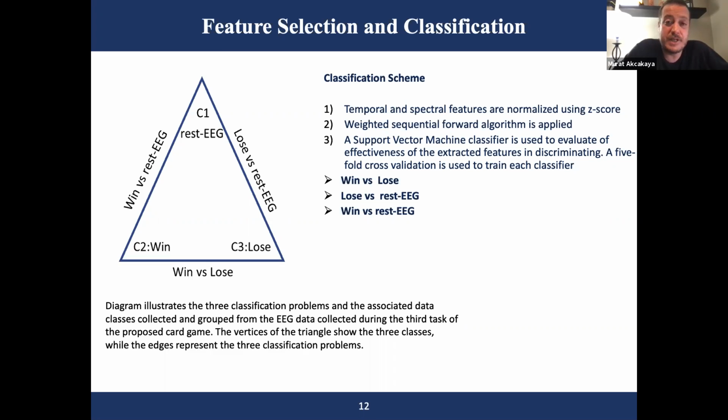And it's not just that we apply machine learning, but we also apply channel and feature selection. For that, we use the weighted sequential forward algorithm. What we are interested in is what is the most informative channel and the most informative feature for these classification problems.